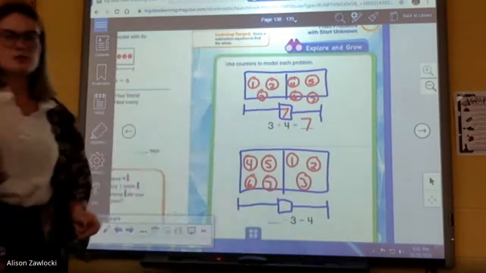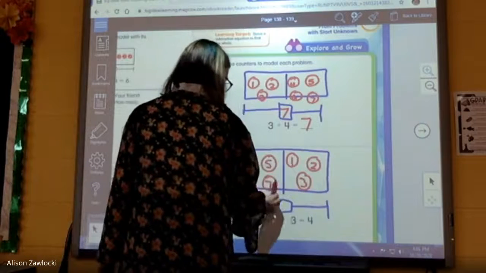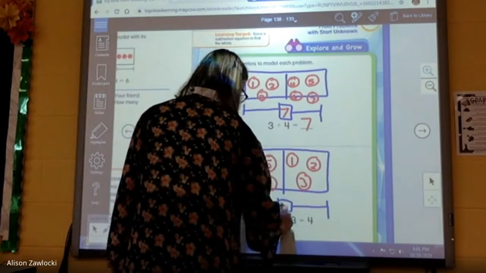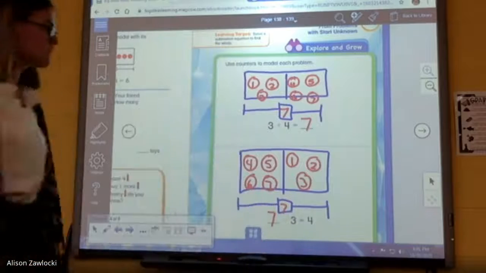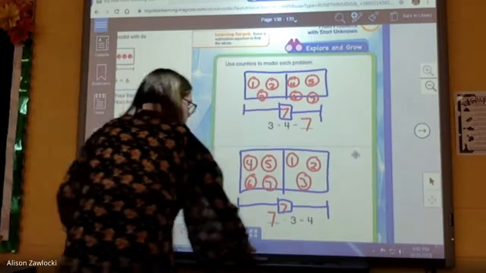I'm going to go back and I'm going to count how many circles I have all together. 1, 2, 3, 4, 5, 6, 7. I have 7 total. 7 take away 3 equals 4. So those two number sentences, you can find the total both ways. You can find it by doing an addition problem if you are missing the very first number in a subtraction problem. So when the start is unknown.